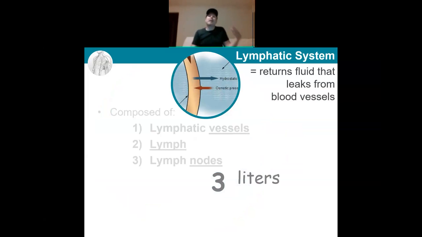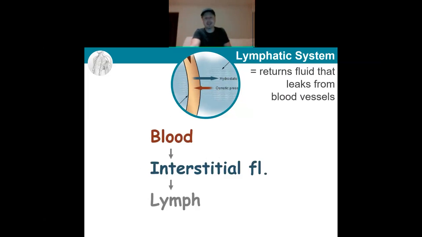What we do is that we have the lymphatic system, which catches this remaining 3 liters, collects all that extra fluid that leaked out and transports it back to the cardiovascular system. Right before the heart, we dump all that liquid back into your cardiovascular system. So that's the function of the lymphatic system.